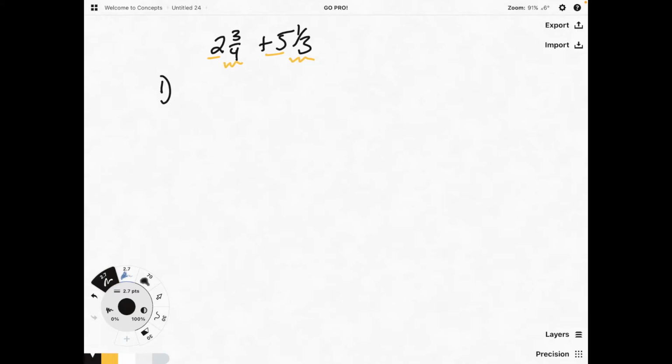Keeping the whole numbers intact, we have 2 plus 5, which gives us 7, and then that leaves us with 3 over 4 plus 1 over 3. So then it really becomes a problem between 3/4 plus 1/3, and then when we get that answer, we'll add it to the 7.